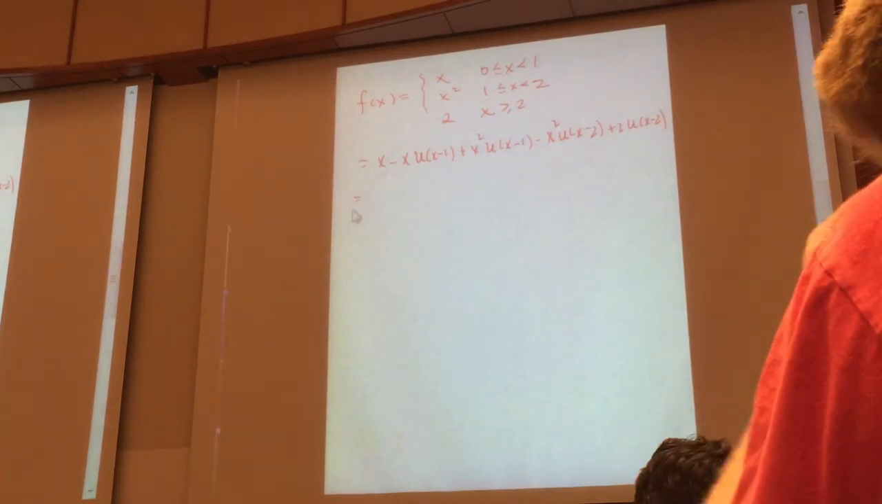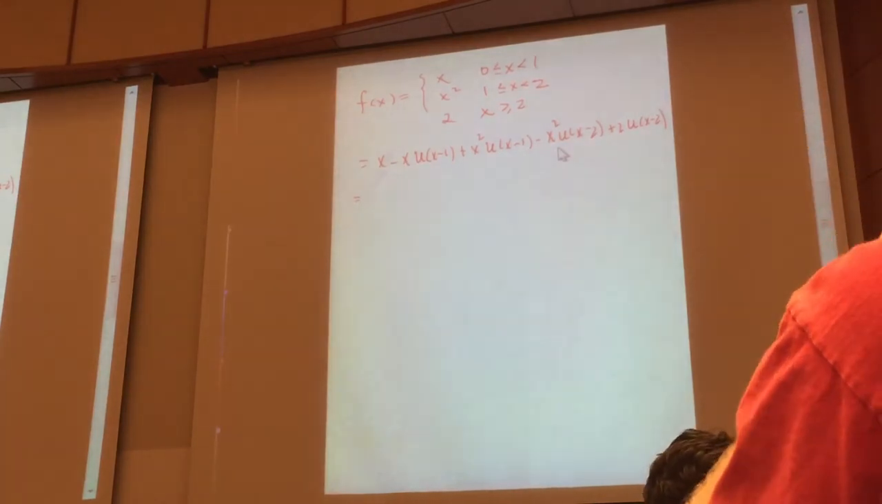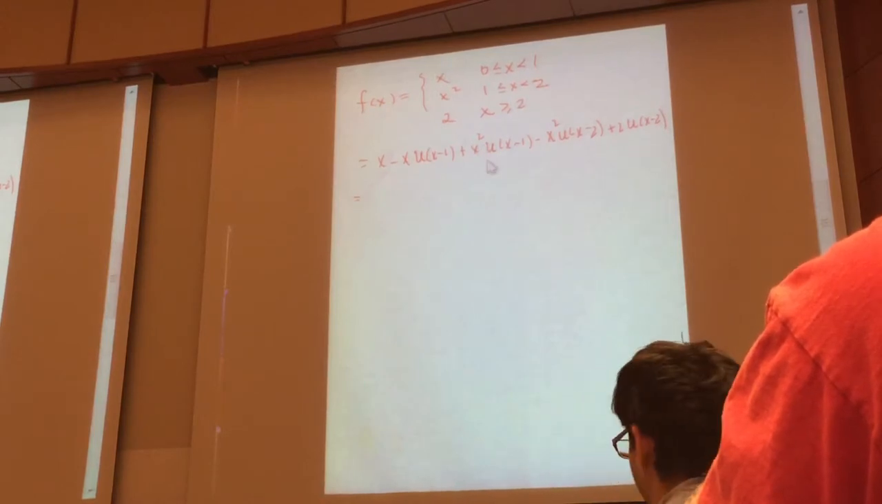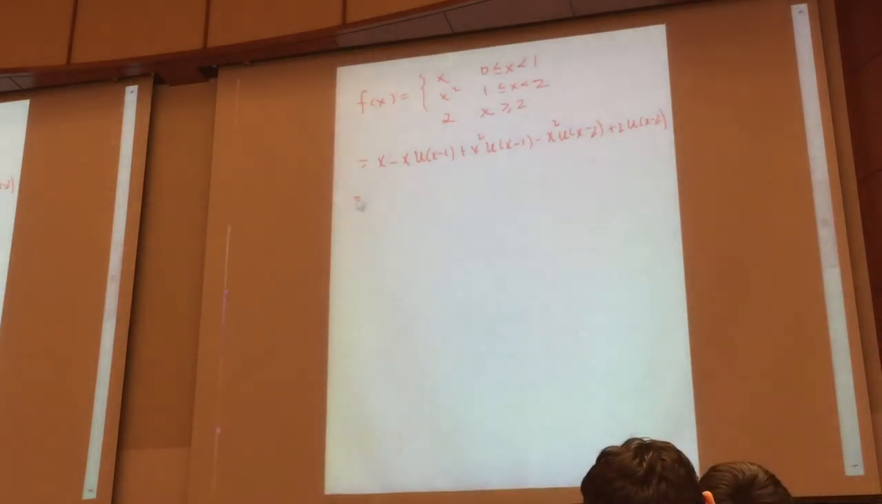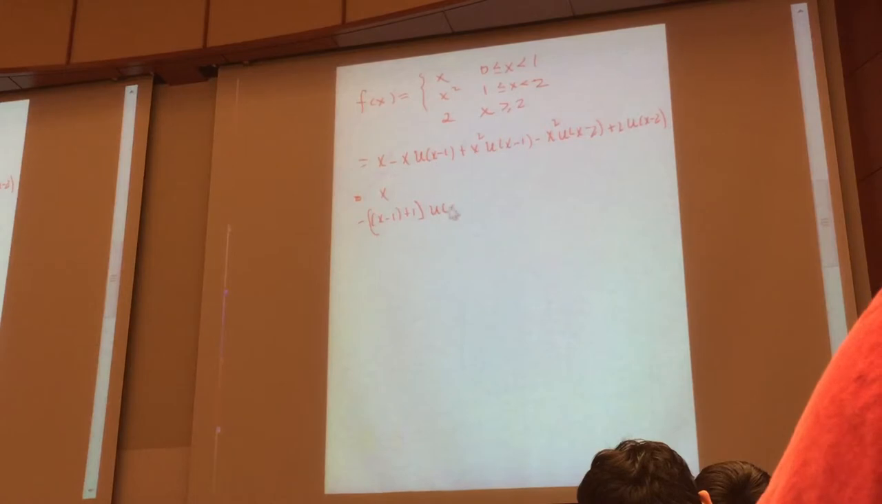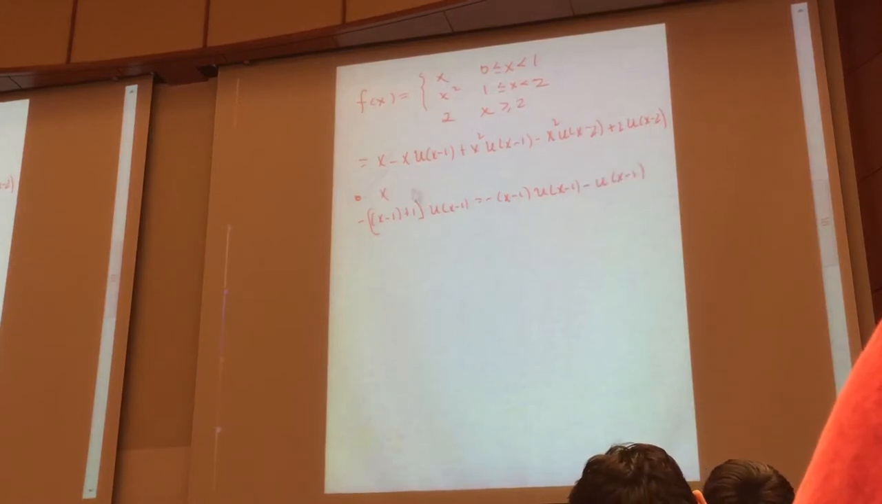Now I have to write my coefficients in terms of x minus c. You know, as I say, I just wrote these down. I didn't think about how fat they are or will be. So I'm going to perhaps write these down vertically. Maybe I'll do that. So we have x. We have this term, so it's minus x minus 1 plus 1 times u of x minus 1, which is minus x minus 1 u of x minus 1 minus u of x minus 1. So that's just that second term.